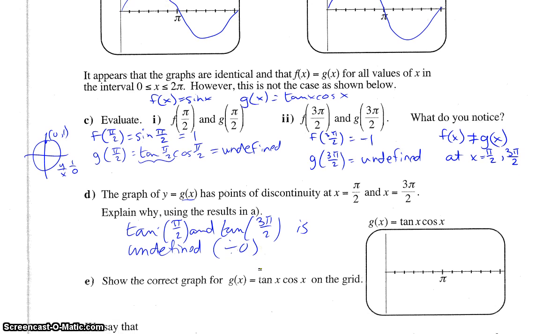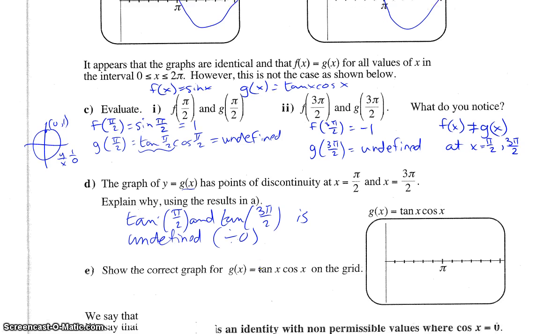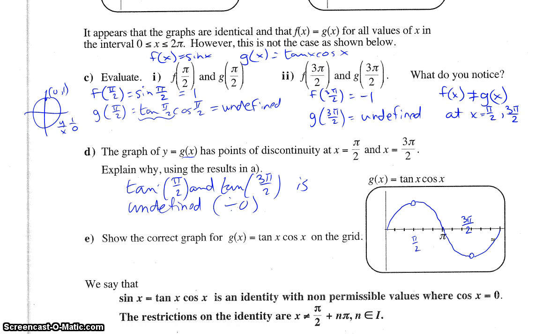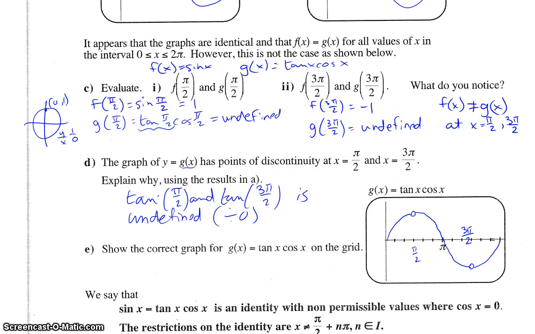Okay, show the correct graph. The correct graph for tan x cos x will look mostly the same, except at pi over 2 it would be undefined. It looked before like it was up here, so we're going to do a little dot there and a little dot down here, because that looks like where it was. The rest of the graph would look the same, it's just that we've got holes in the graph at pi over 2 and 3 pi over 2. Those are called points of discontinuity. Oh yeah, we did those in rational functions. You know that.